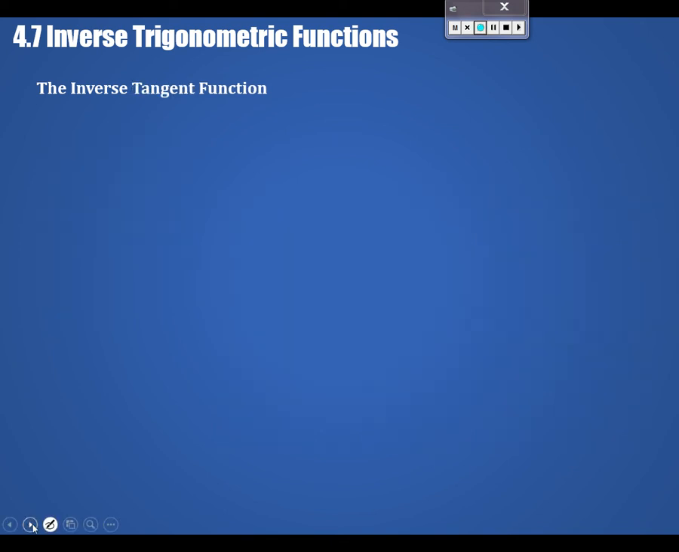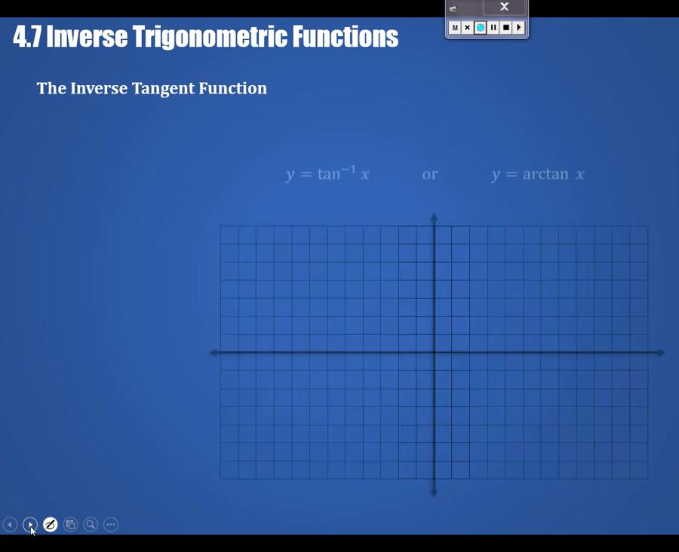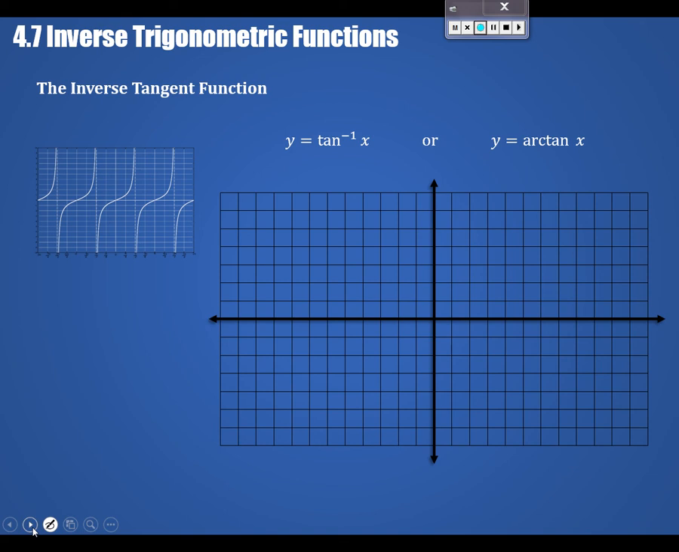All right, let's talk about the inverse tangent. Same process here. Here's a picture of tangent off to the side. Again, the y-axis is right here through the middle. Tell me a good piece that you might want to choose for this one.